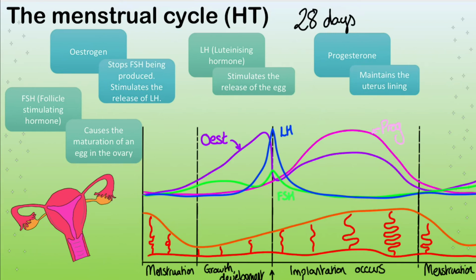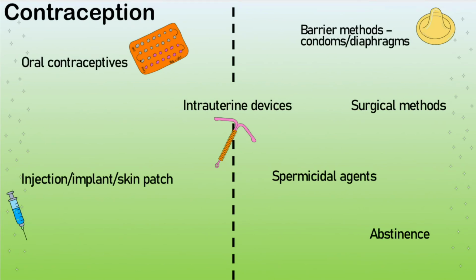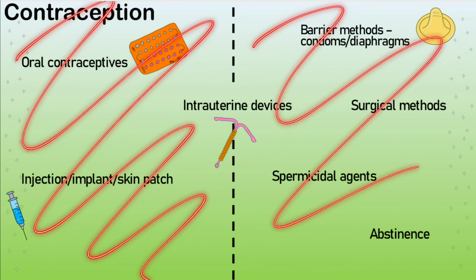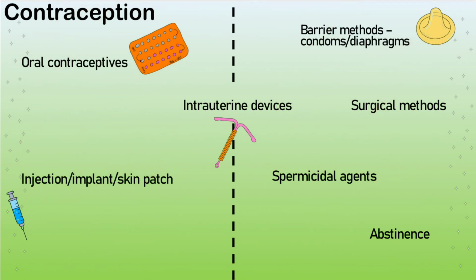So let's look at contraception. We're splitting contraception here loosely into two categories. We've got hormonal and non-hormonal. So we're going to look at the hormonal side first. And in these we have things like oral contraceptives. Now these are contraceptives that are taken by mouth, such as pills. And these can usually contain progesterone or estrogen or a combination of both.